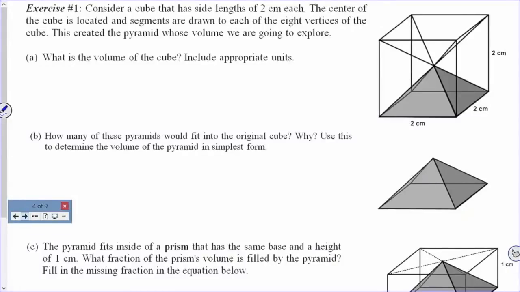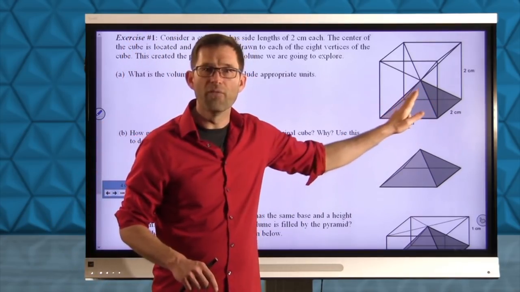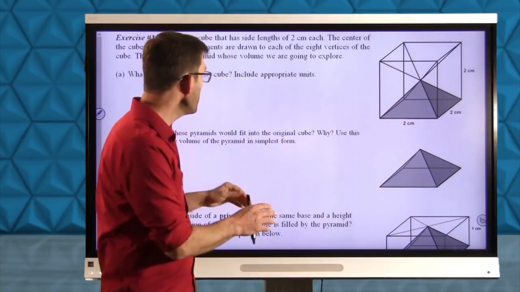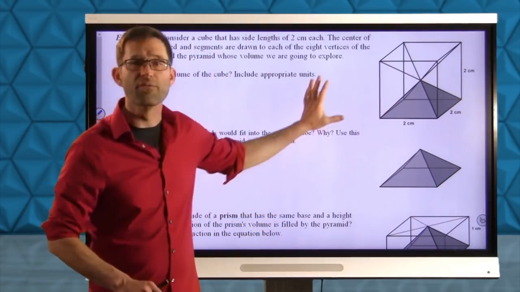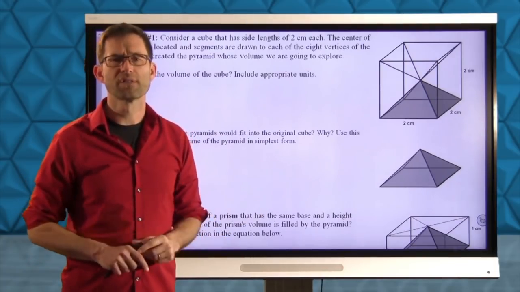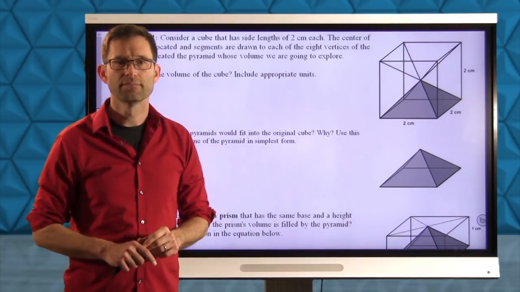Exercise number 1: consider a cube that has side lengths of 2 centimeters each. So this big cube here. The center of the cube is located and segments are drawn to each of the 8 vertices of the cube. This created the pyramid whose volume we're going to explore. Letter A, real easy: what is the volume of the overall cube? Take 30 seconds, pause the video, and go ahead and calculate that.